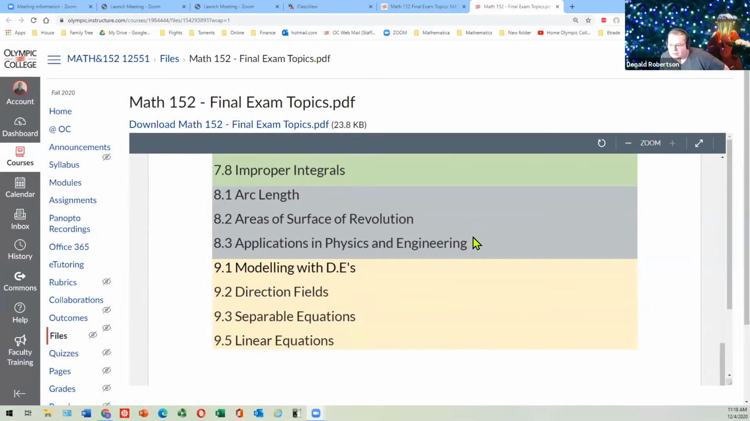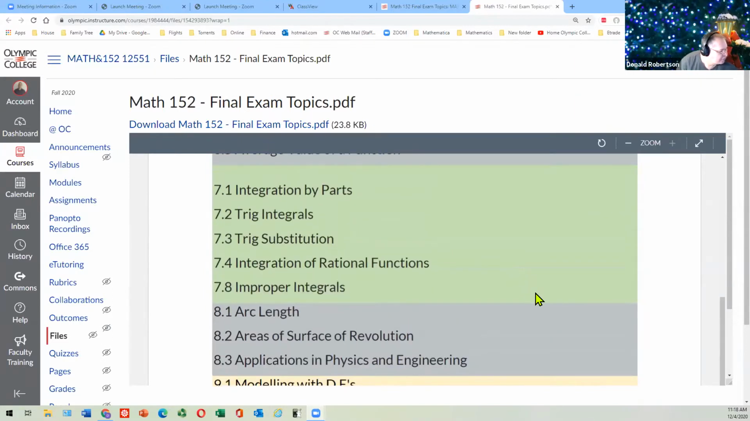Can you remember the arc length was the square root of 1 plus the derivative squared dx thing? Remember that one? Arc length. The areas of, oops, did I miss something? Yeah, I did. I shouldn't go to that yet. Trig integrals.